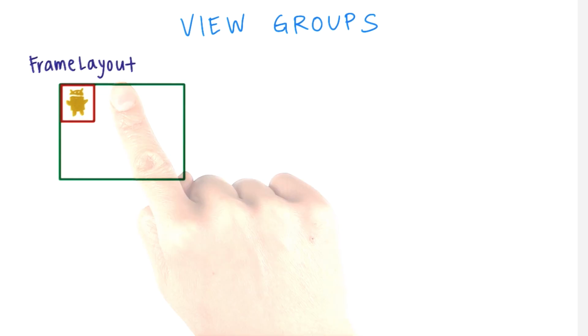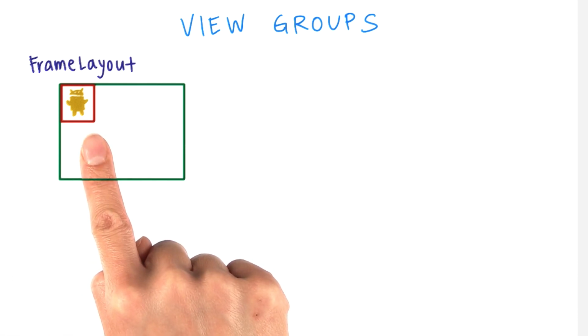First, we have a frame layout. A child that gets added will be by default positioned in the top left corner of the view group. If you add a second view here, it will overlap the first one. So typically, we only have one child per frame layout.